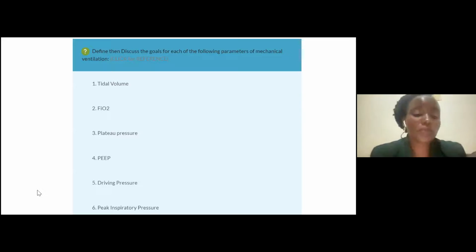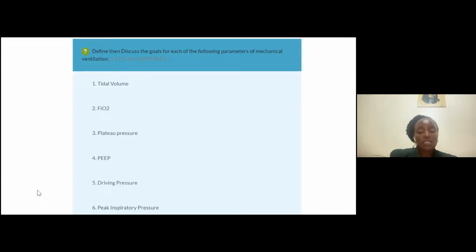PEEP is positive end-expiratory pressure. What is the aim of PEEP? The aim of PEEP is to help improve oxygenation. How does it do this? It does this by trying to keep the alveoli open at the end of expiration, because it's a pressure that is exerted at the end of expiration. So you're trying to recruit more alveoli so that you can have oxygenation occurring, and you have improved oxygenation and CO2 is expired. Remember, in ARDS, you have atelectasis.